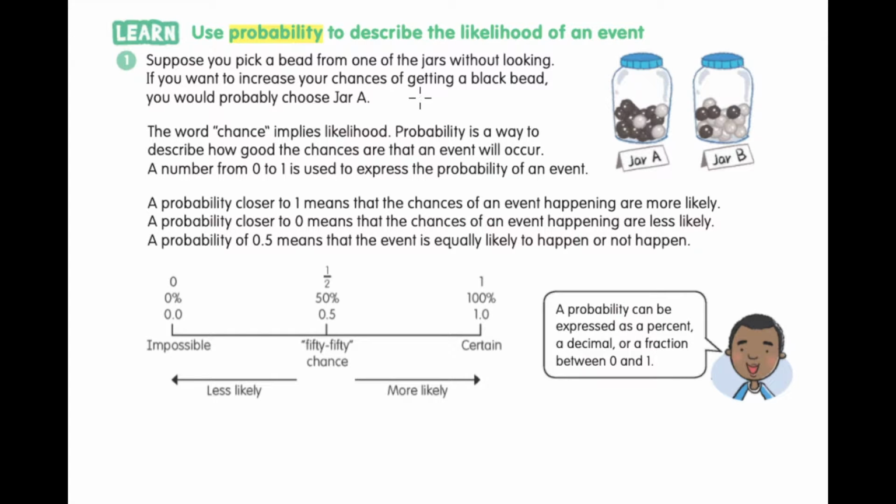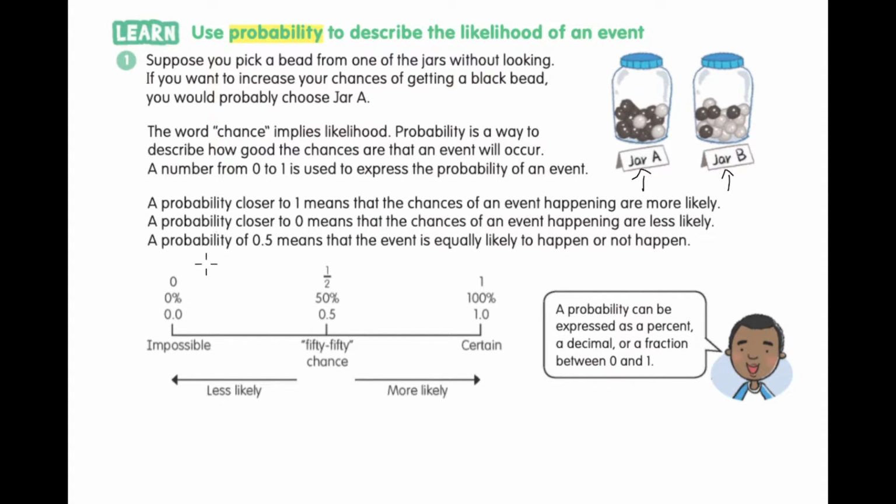In this lesson, we're going to be looking at probability and describing the likelihood of an event. If we look at an example here with jar A and jar B, let's say we wanted to pick a black marble, or black bead, out of the jar. Well, we would want to choose from jar A because it looks like there are more black beads in there. If we wanted to pick a white bead, we would obviously choose from jar B because there's a more likely chance that we would choose a white in jar B and a black in jar A.